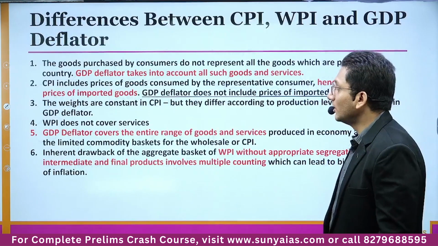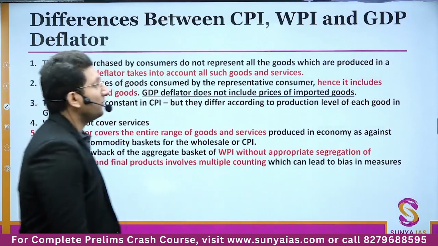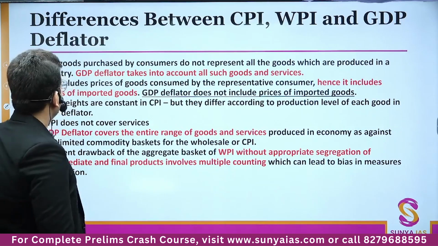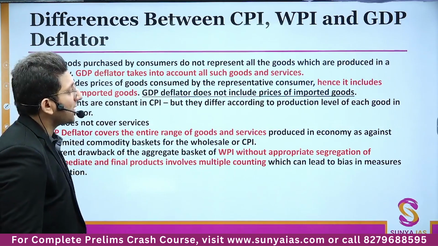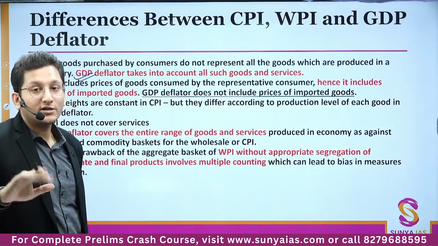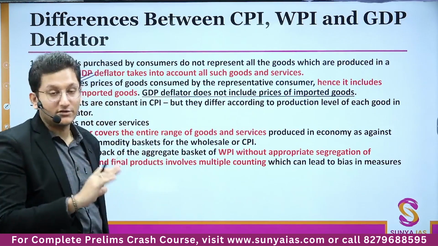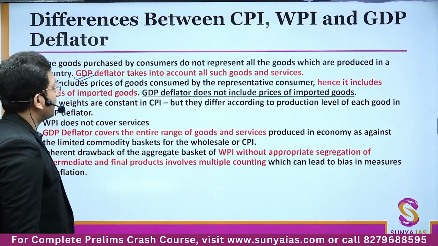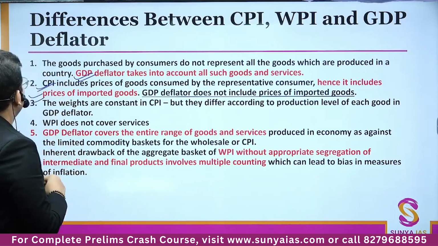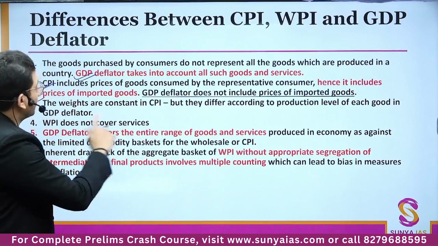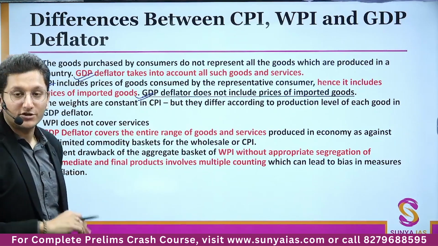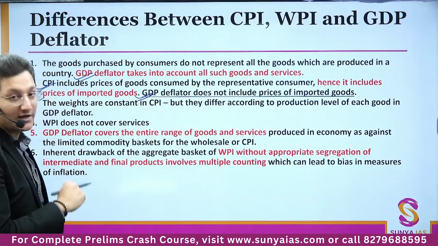Getting? चलो, अब एक डिफरेंस समझ लेते हैं तीनों के बीच का, difference between CPI, WPI and GDP deflator. The goods purchased by the consumer do not represent all goods which are produced in a country. GDP deflator takes into account all such goods and services. ये मैंने आपको बताया था क्योंकि वहां पर बास्केट था और यहां पे हम लोग all goods and services की बात करेंगे. CPI includes the price of goods consumed by the representative consumer, hence it includes the price of imported goods. GDP deflator does not include the price of imported goods. ये हमने अभी पढ़ा था, that GDP deflator does not include the price of imported goods.